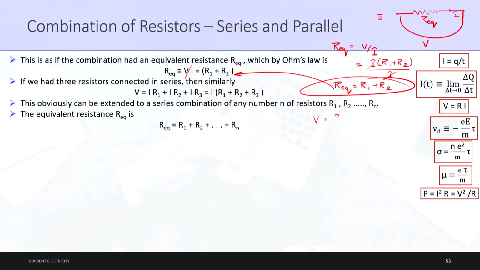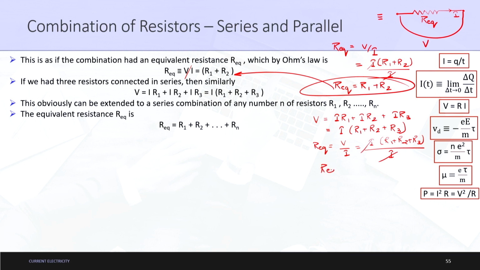Therefore V is nothing but I R1 plus I R2 plus I R3, which is equal to I into R1 plus R2 plus R3. So R equivalent is capital V by I, which is I into R1 plus R2 plus R3 by I. Hence, R equivalent is R1 plus R2 plus R3.